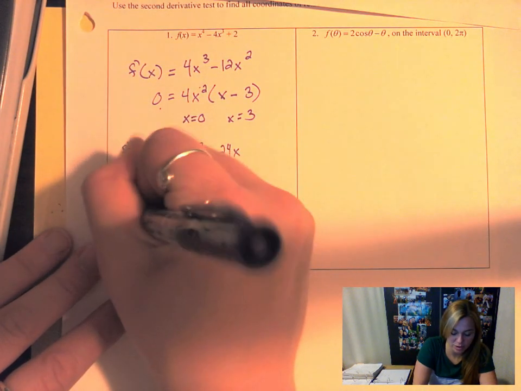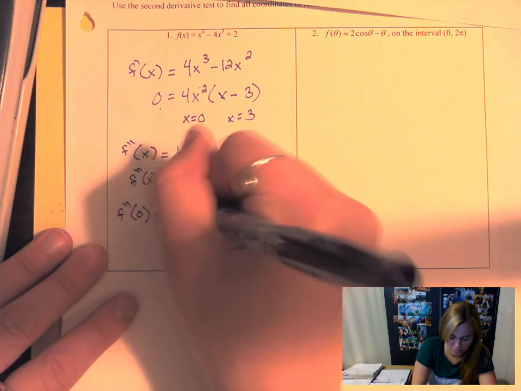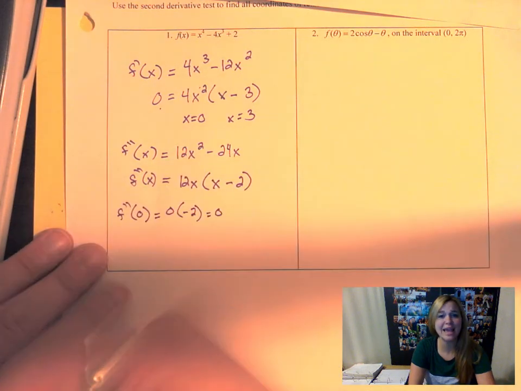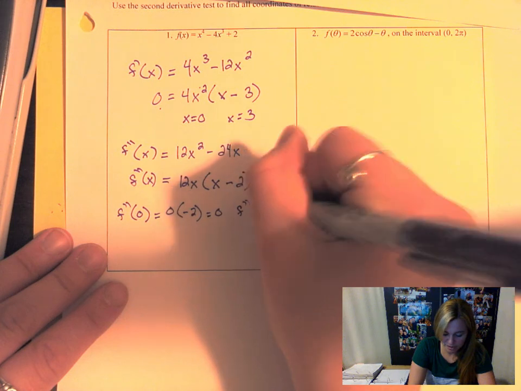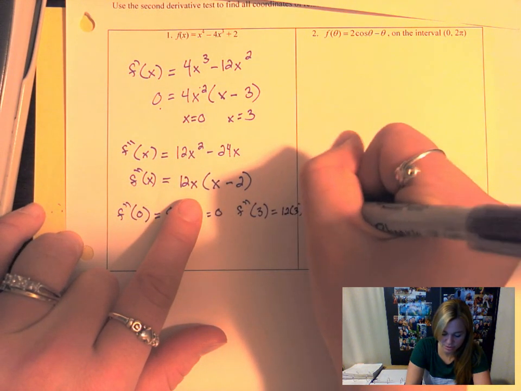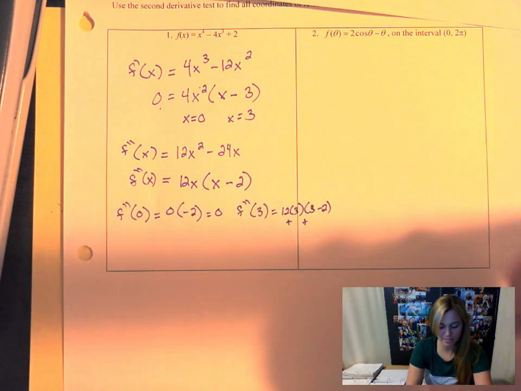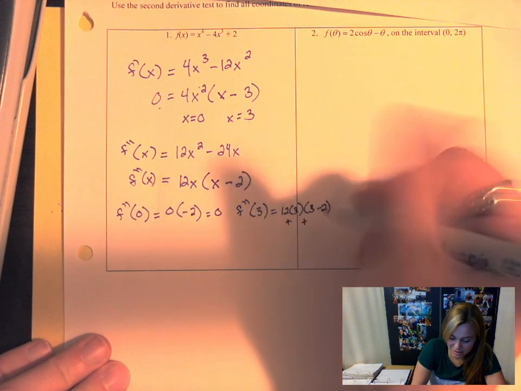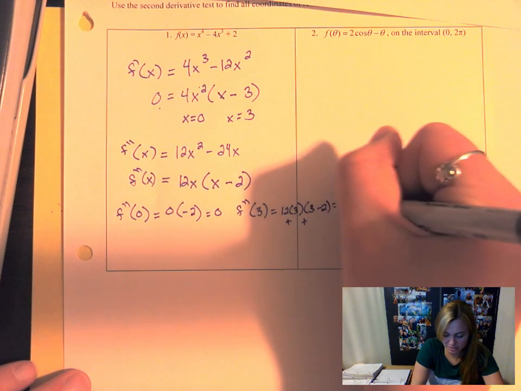F double prime of 0 would be 12 times 0, 0 times negative 2. That's still 0. That's not positive or negative, so that doesn't tell me anything. What about f double prime of 3? 12 times 3, times 3 minus 2. This is positive, positive. Hey, I got a positive, that's nice. 3 minus 2 is 1, and 12 times 3 is 36. I know I'm writing into this box.